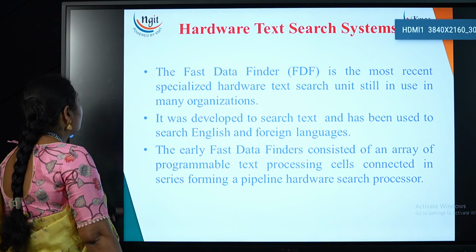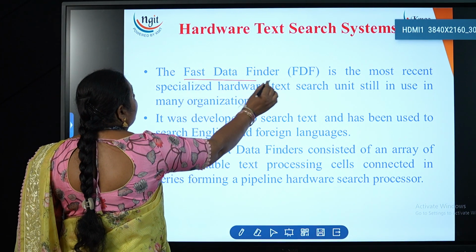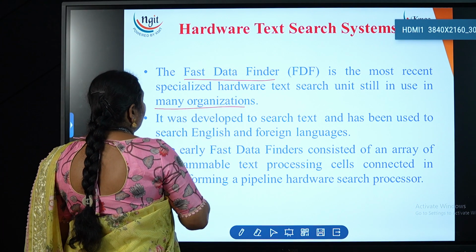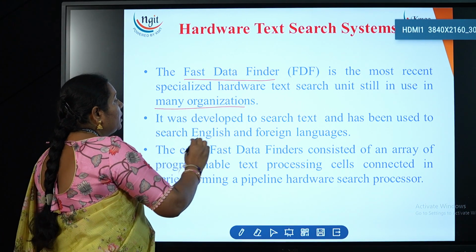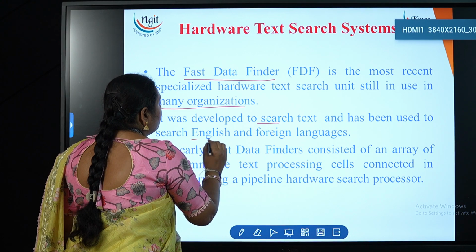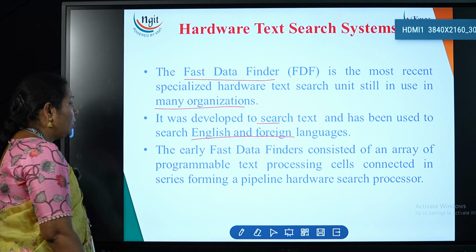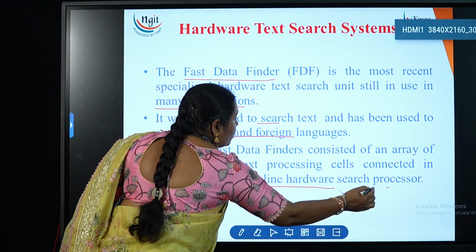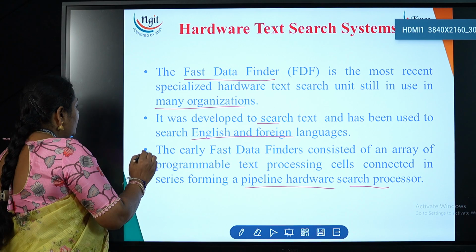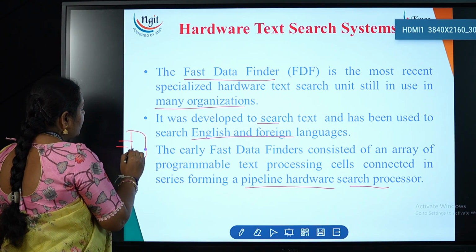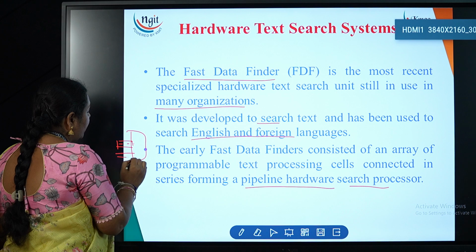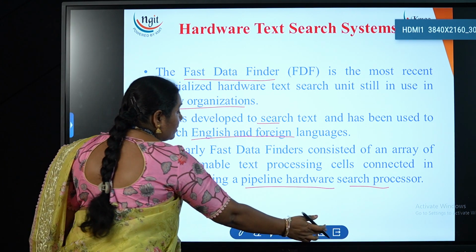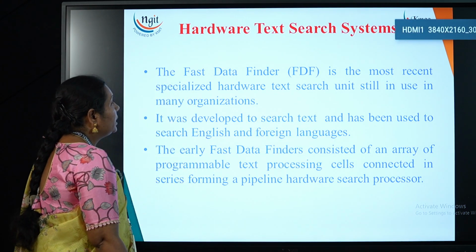The next one is FDF, the Fast Data Finder, which is a recent one and has been used by many algorithms. It was developed to search text both in English and foreign languages. This is pipelining hardware, fully connected pipelining. Whenever you have a complete system, you have multiple ways to send the data, so you have multiple pipelines where you can easily search the data parallelly.